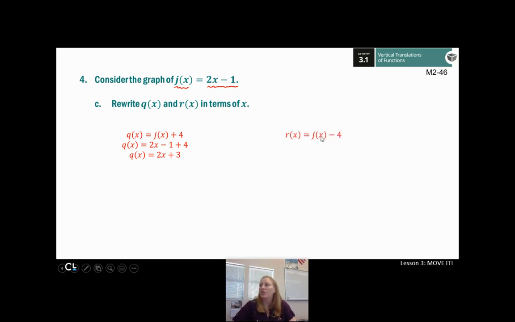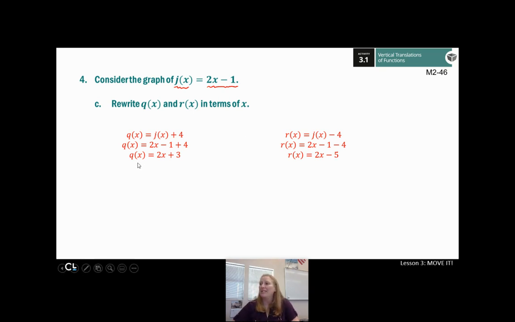We said R of X was J of X minus 4. And we said having the J in there was weird. And so we're going to replace J of X with 2x minus 1. But I still have that minus 4 on the end. So fine, let's combine our like terms. -1 minus 4, that gives me a minus 5. And now I know that R of X is actually 2x minus 5.